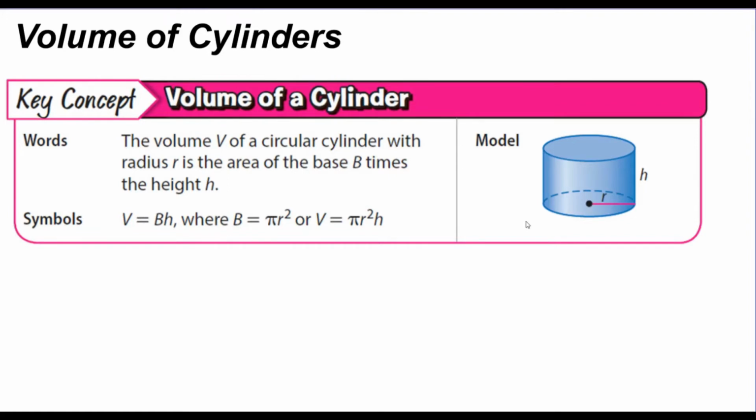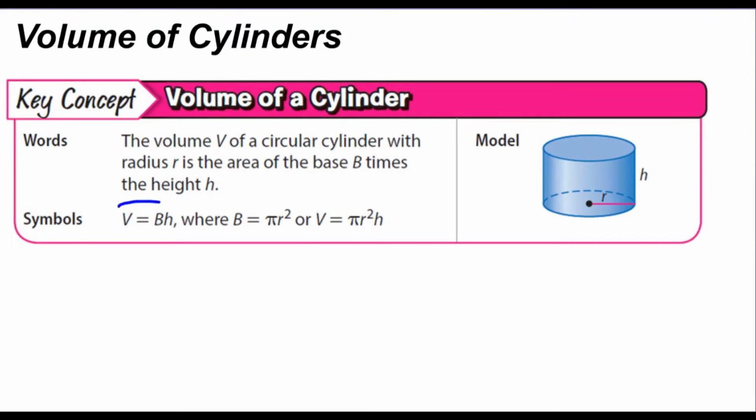In the last video, we talked about finding the volume of prisms, and that was the area of the base times the height. In this video, we're going to talk about volumes of cylinders, which are very similar to prisms, except for the fact that they have a circular base. So we're still going to use the same formula, but we're just going to modify it to apply to circles.